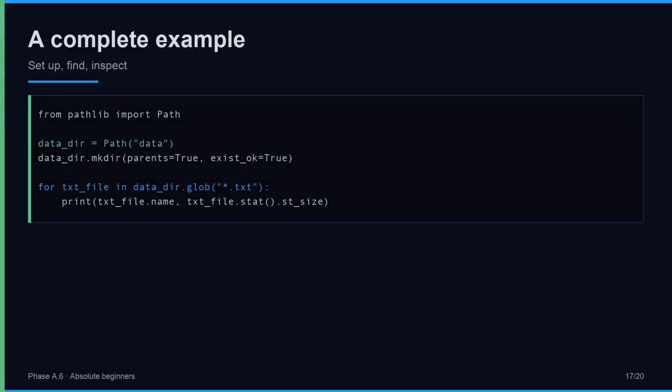Old versus new. Here is a complete, realistic example. Create a data folder safely with mkdir. Then glob every .txt file inside it. For each file, print its name and its size in bytes. Four lines, no string parsing, no os module, and it runs anywhere. This is the kind of code you will write again and again. Set up a folder, find files in it, do something with each one. Pathlib makes it readable and robust.